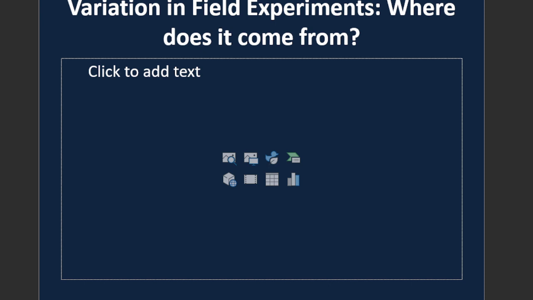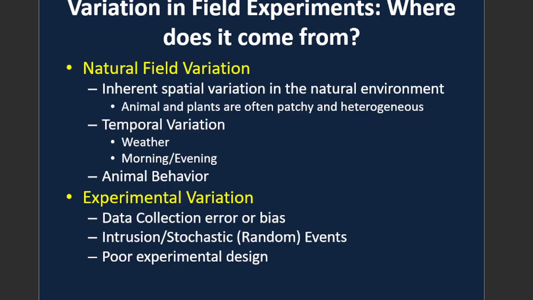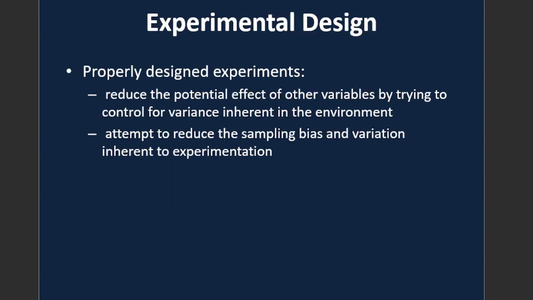So in field experiments, where does variation come from? There is natural field variation, which is inherent spatial variation in the environment, temporal variation, so weather, morning, evening times, and there's animal behavior. And then there's experimental variation, which is like data collection error or biases, random events or intrusions, or poor experimental design. Properly designed experiments will reduce the potential effect of other variables by trying to control the variation inherent in the environment, and attempt to reduce the sampling bias and variation inherent to experimentation.